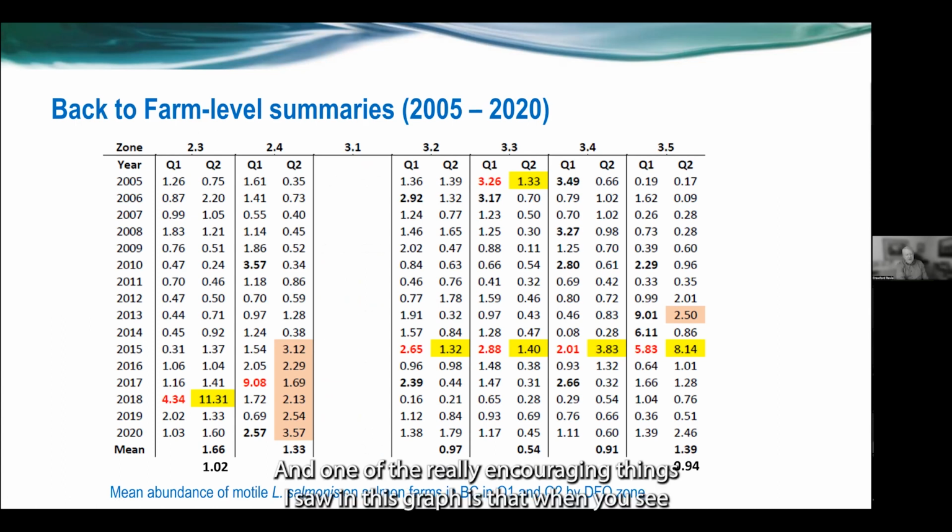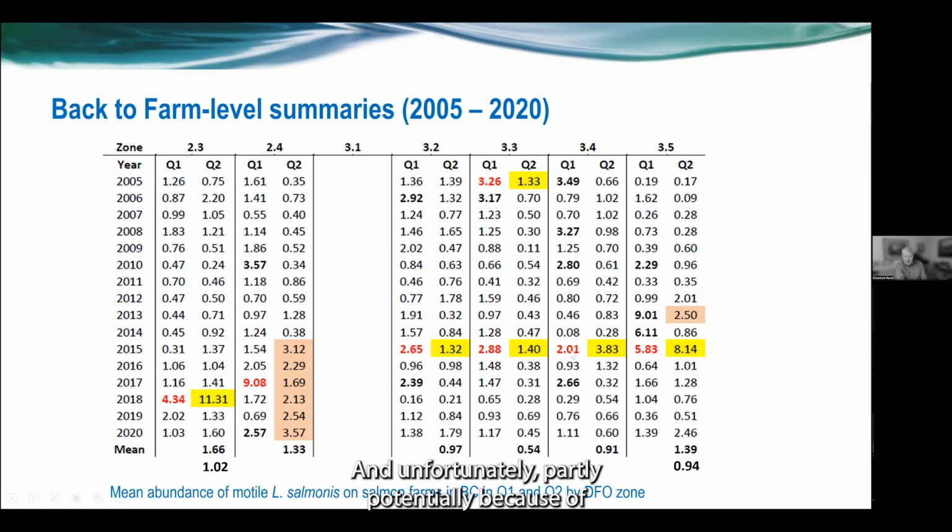And one of the really encouraging things I thought from this graph is that when you see a high level of infestation in Q1, that's often an indication that you need to take some immediate action. And there's an opportunity then to control things going into the outmigration period. And unfortunately, partly potentially because of environmental conditions here in 2015, that wasn't possible. But in many of the other years where you see these bolded elements in Q1, the Q2 levels fall down because there's a much better and more rapid intervention at Q1 to make sure that things are contained.